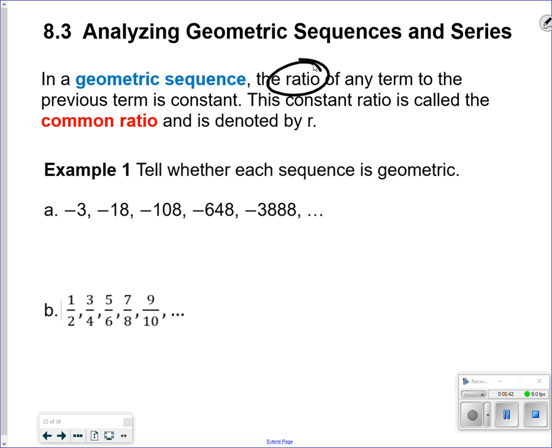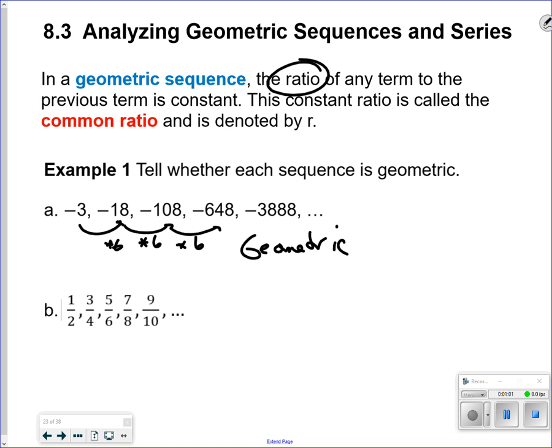Now tell whether or not this is a geometric sequence. Geometric sequences are sometimes a little bigger numbers. So you're multiplying each time here times 6. So times 6, times 6. So yes, this would be geometric.